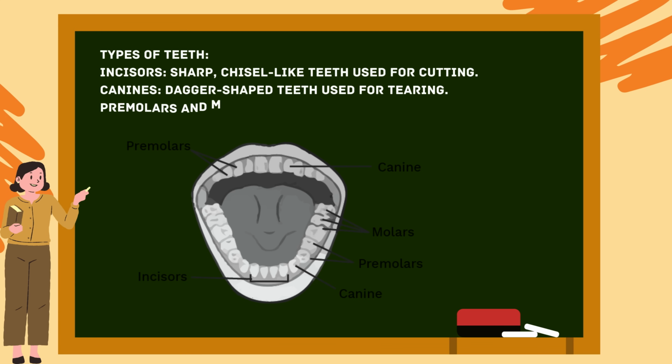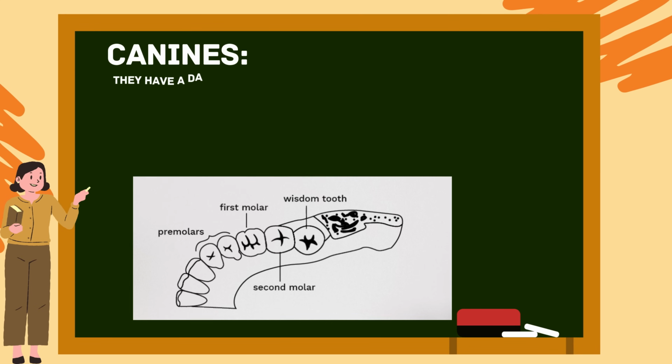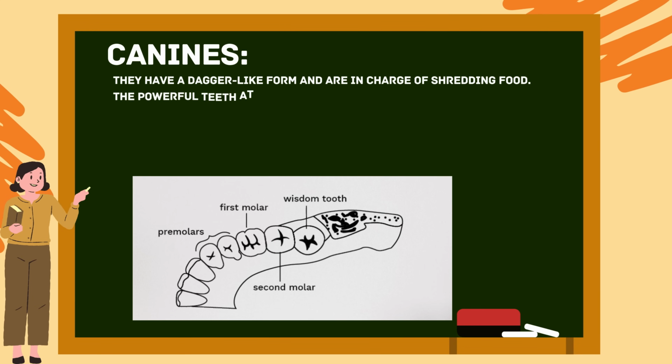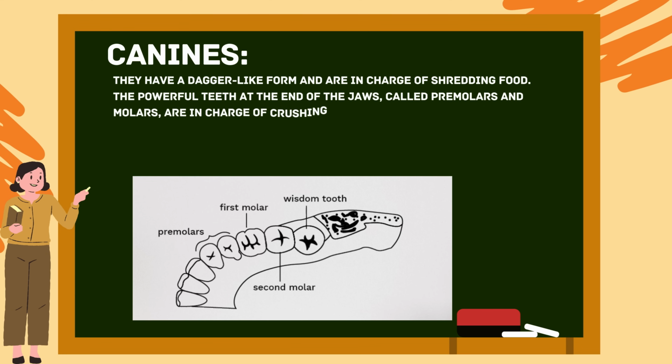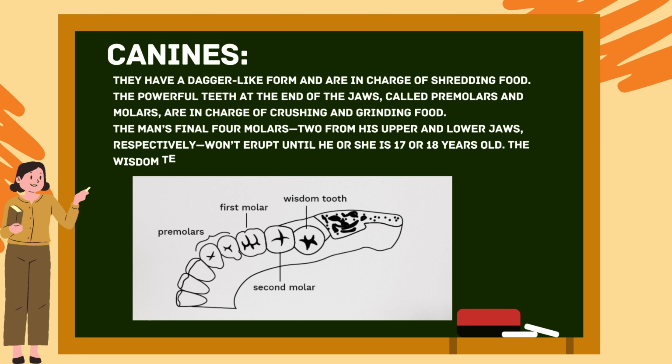Canines, dagger-shaped teeth used for tearing. Premolars and molars, strong teeth for crushing and grinding. Wisdom teeth, the last molars that erupt in late adolescence. Canines have a dagger-like form and are in charge of shredding food. The powerful teeth at the end of the jaws, called premolars and molars, are in charge of crushing and grinding food. A person's final 4 molars, 2 from the upper and 2 from the lower jaw, won't erupt until he or she is 17 or 18 years old.